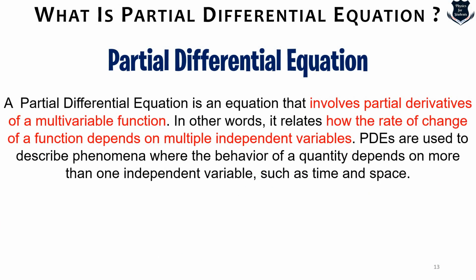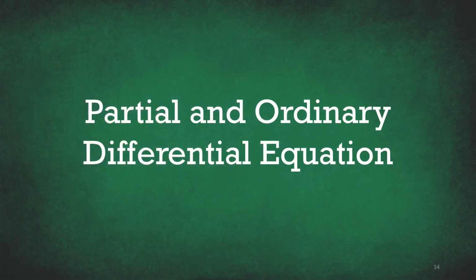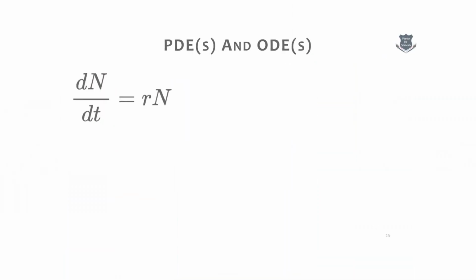Again, a partial differential equation is an equation that involves partial derivatives. In other words, it shows how the rate of change of a function depends on multiple independent variables, and that is why it is partial. So what is the difference between partial and ordinary differential equation? I will take a very simple example while explaining this.